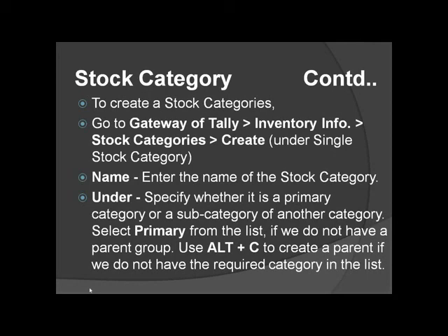under a parent category, if it is not available, use Alt+C, which will create the parent category first, and under the parent category it will create the subcategory. For example, while creating stock category biscuits under food items, if food items is not available, use Alt plus C. So first it will allow you to create food items. Under food items, it will create the biscuits category.